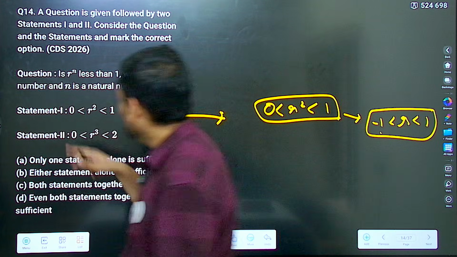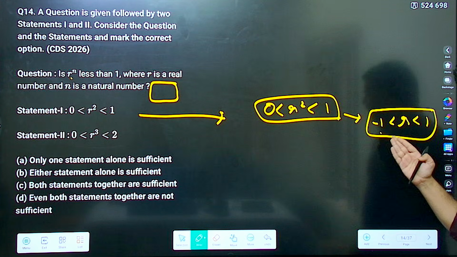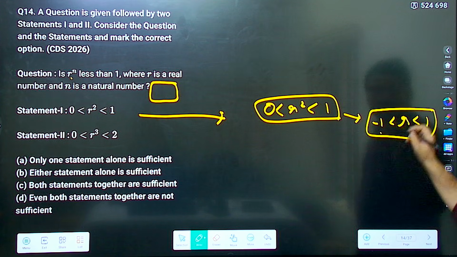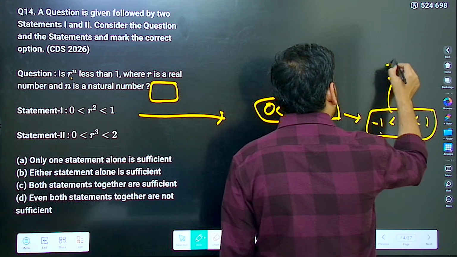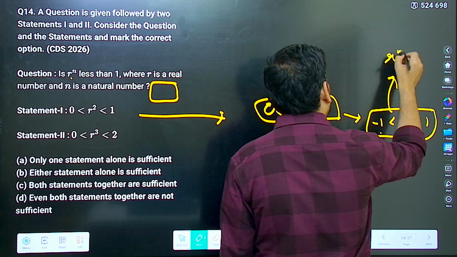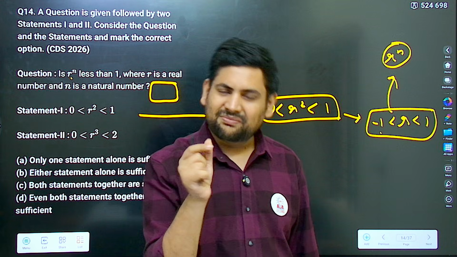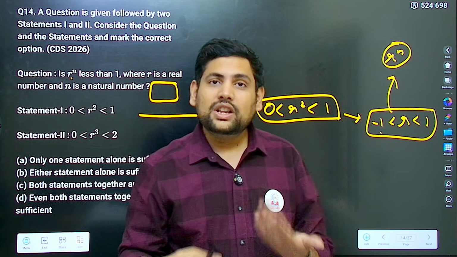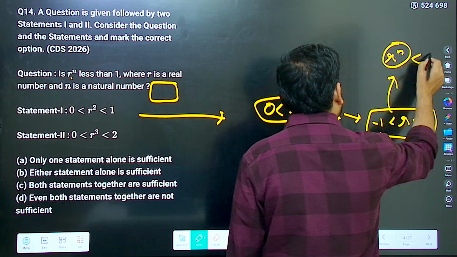Now is r power n less than 1? So if you take power n on all of these, okay, not a very correct way, but if you take power n on all of these, see, if it is between -1 and 1, now if you start taking powers, this becomes r power n. What will this be? Between -1 and 1, it will always be 0 point something something, maybe in negative, maybe in positive. If you take any power of it, it will always be less than 1.